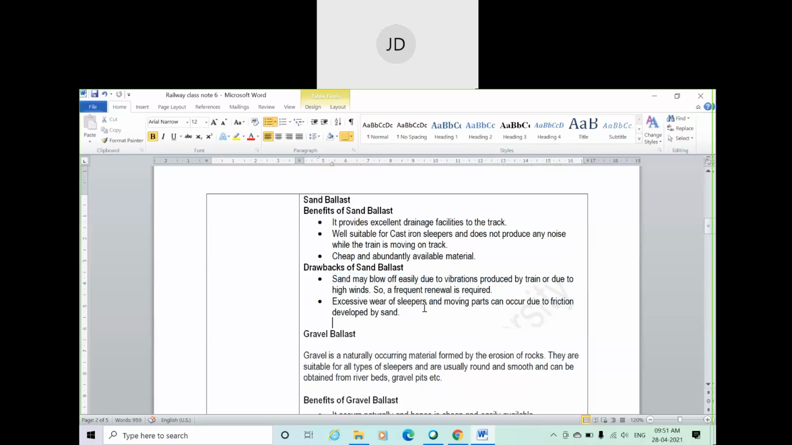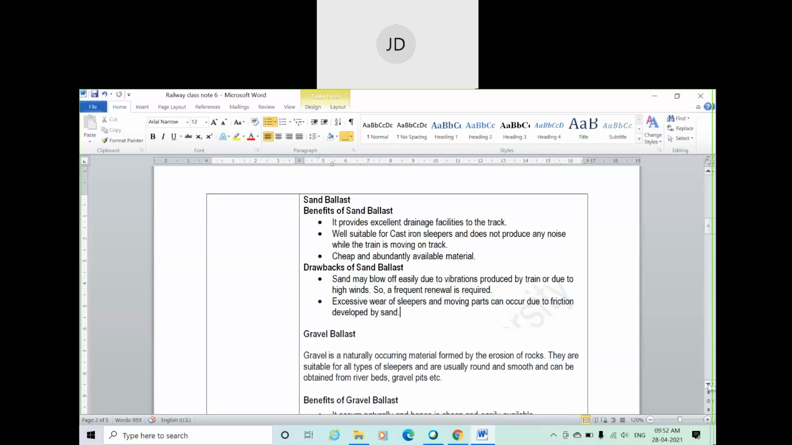Then, excessive wear of sleepers and moving parts can occur due to friction developed by sand. That means sand particles are very small but very hard, and since the sleepers are in direct contact with the ballast, if you are using sand as ballast, the continuous friction between the sand and the sleeper material may cause a failure to the sleeper. Some wear of the sleeper may occur, or you can say failure of the sleeper may occur due to the friction between the sand and the sleeper material.